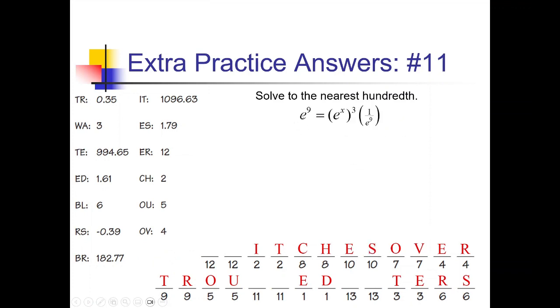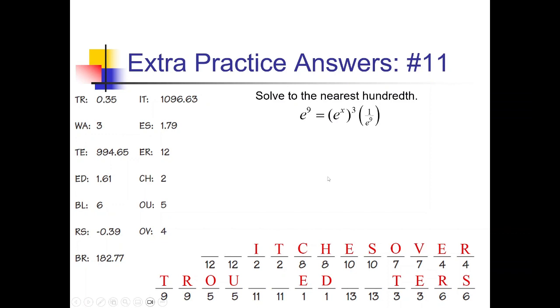For this one, I have a lot of e's going on around here. So a couple things I'm going to do. I want to get all my e to a constant on the left side, and I'll keep my e with the variable on the right side. So I'm going to multiply both sides by e to the 9th to get rid of this 1 over e to the 9th.